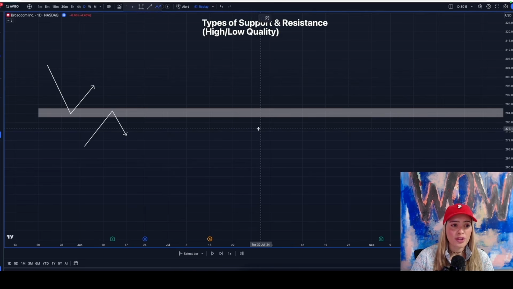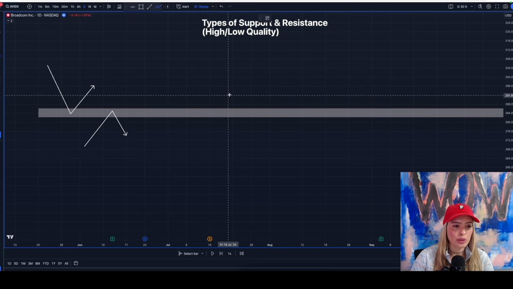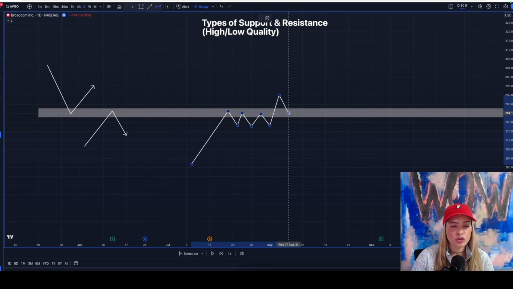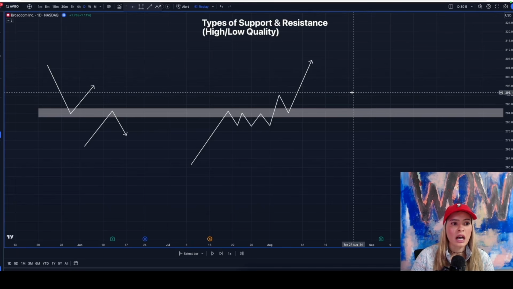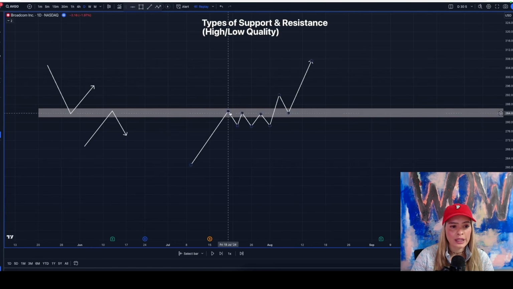What would be a high quality support and resistance? First of all, let's go with the support, and support will be something like this. You have a move like this, it breaks out, retests that support that in the past acted as resistance, and then we have the bounce and upside continuation. So it is a high quality support because the data is showing us that in the past it acted as resistance, and now it is acting as support. That is a high quality support.